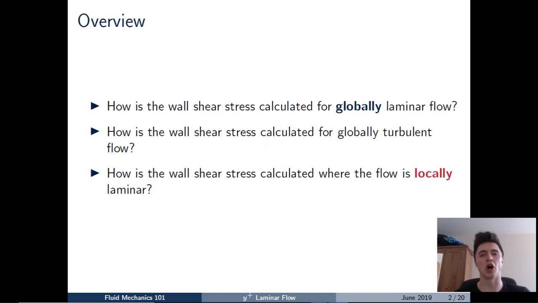So just to start with an overview of what I'm going to talk about today, I'm going to start by talking about how the wall shear stress and wall heat transfer are calculated for globally laminar flows. I'm then going to move on to look at how the wall shear stress is calculated for globally turbulent flows, and then I'm going to finish off by looking at how the wall shear stress is calculated when the flow is locally laminar in a small region of our domain.